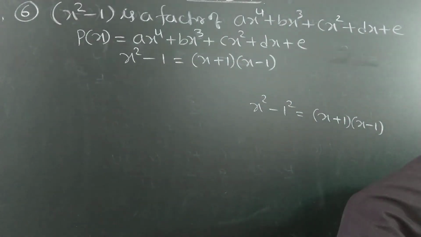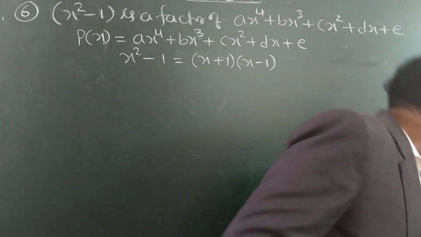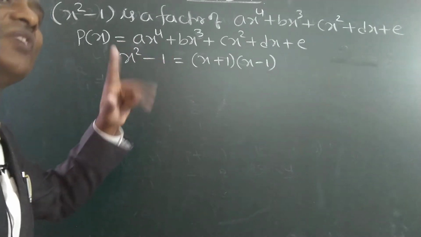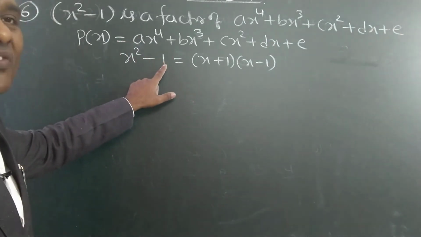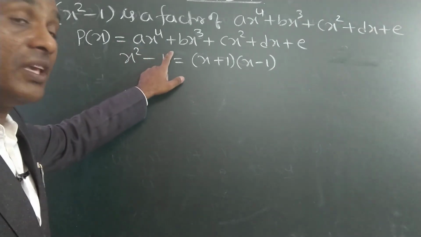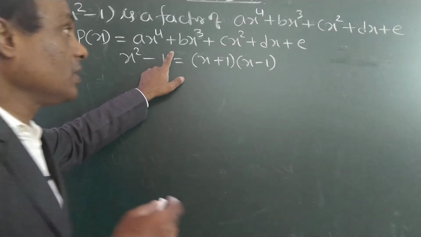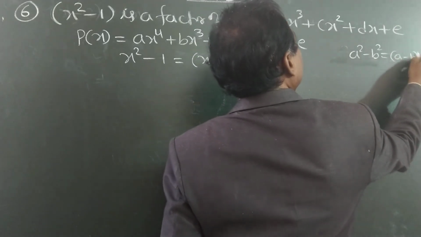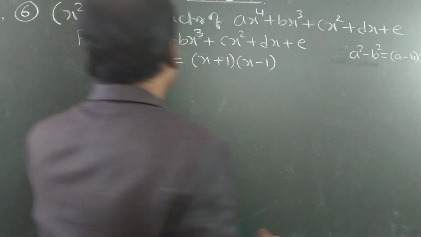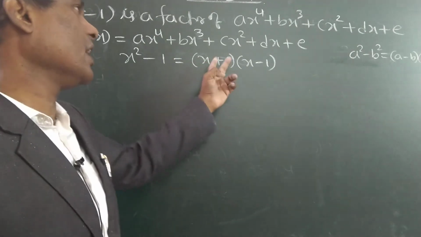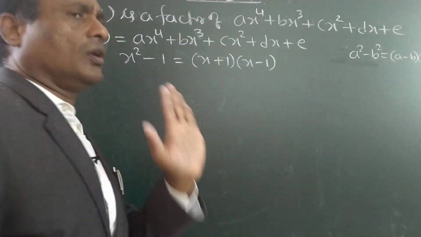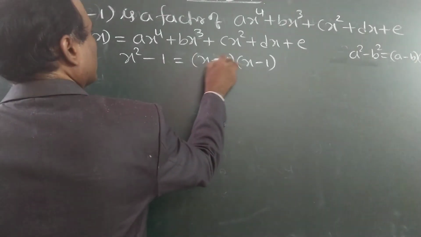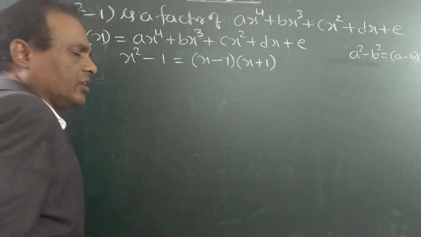See, this is one important problem I will explain. First you understand this. X square minus 1 means it is having two first degree factors. If we write 1 as 1 square, a square minus b square, what are the factors of a square minus b square? A minus b into a plus b. So x minus 1 into x plus 1 or x plus 1 into x minus 1. Any one you can write first.